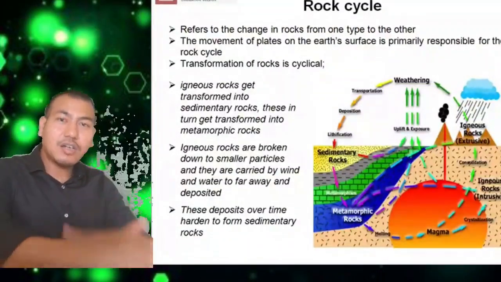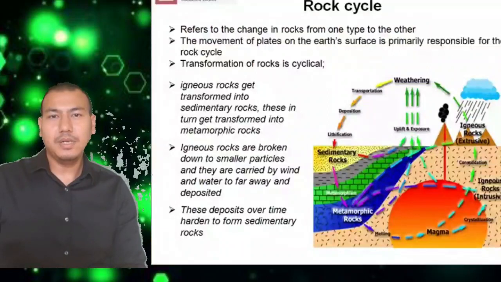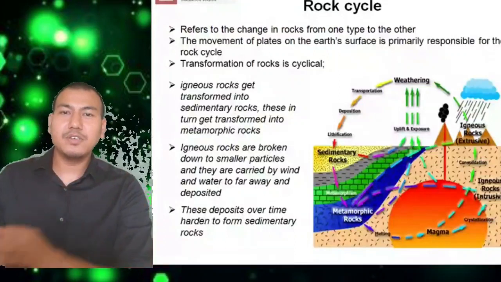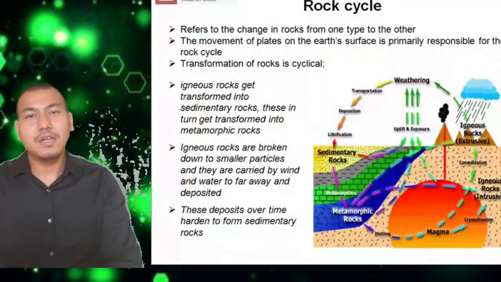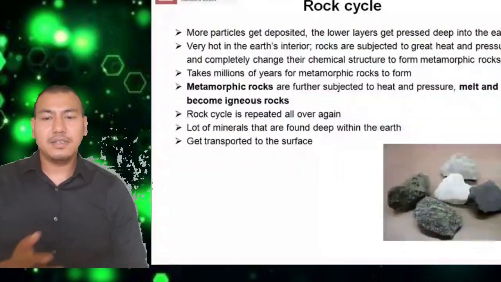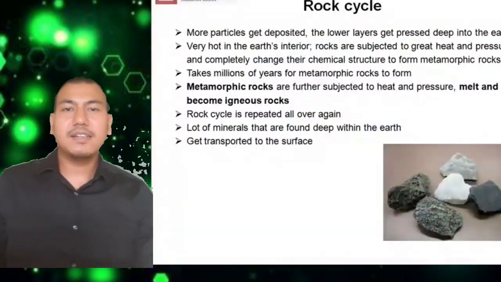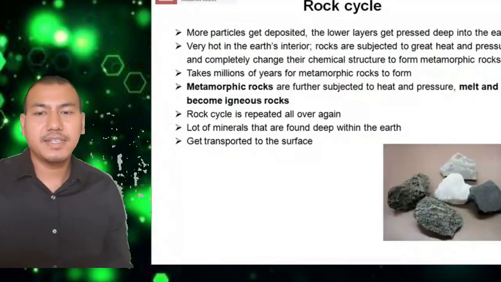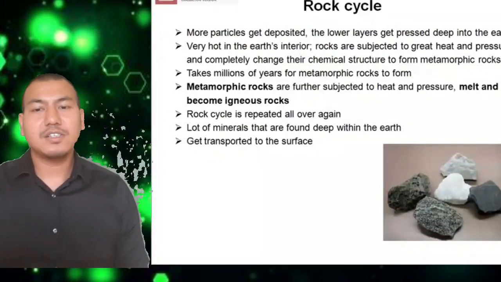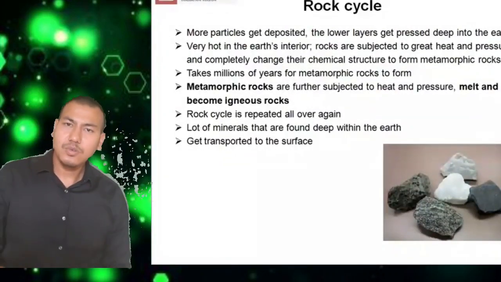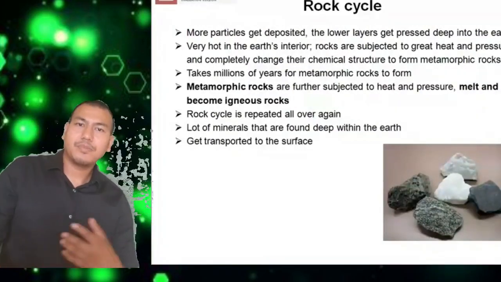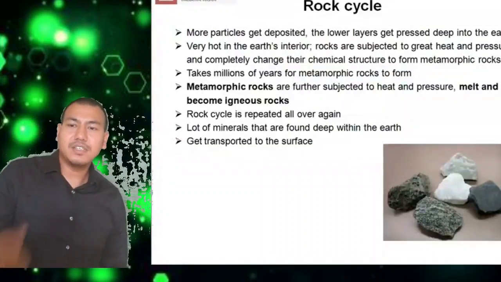Again igneous rock will be broken down, and it will be carried by the action of wind and water. Where it gets deposited again, solidified, lithified, and again becomes sedimentary rock. The whole cycle is known as the rock cycle. And here you can see a rock cycle. More particles get deposited, the lower layers get pressed deep into the earth. Very hot in the earth's interior, rocks are subject to great heat and pressure. So inside the interior of the earth, they receive great heat and pressure. That's why they break down and the cycle continues and continues.